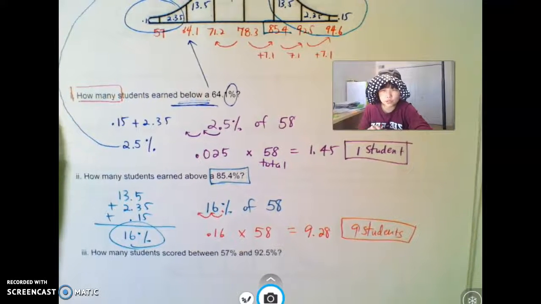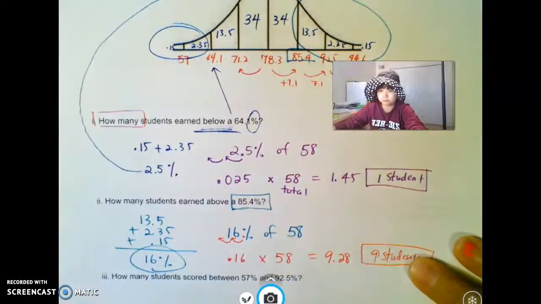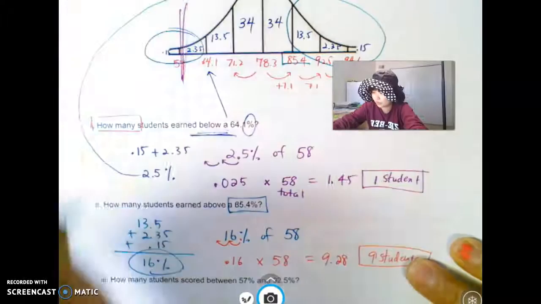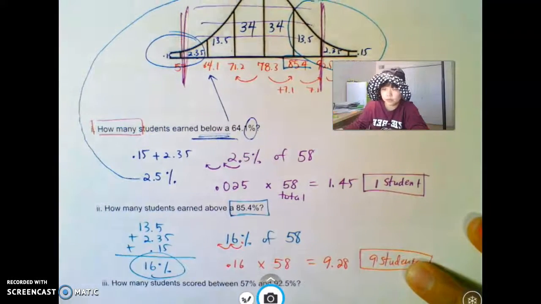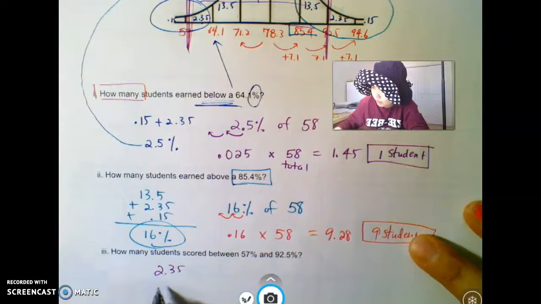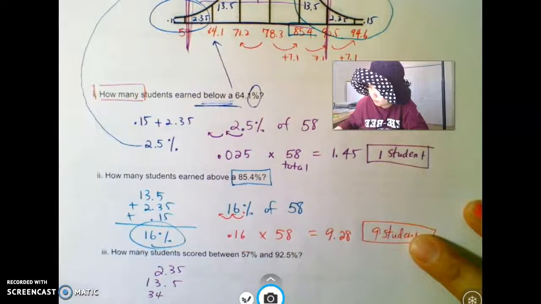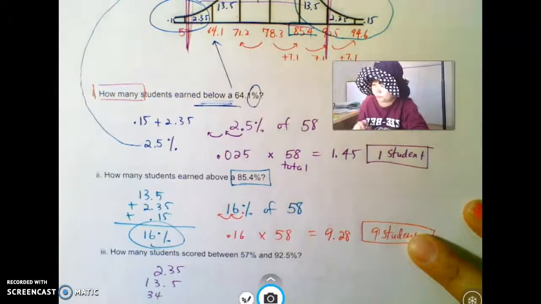How many students scored between 57% and 92.5%? Okay, so between 57, right there, and 92.5, right here. We're talking about all these people right there. So that is 2.35, 13.5, 34, 34, 13.5. So all of them together, right?